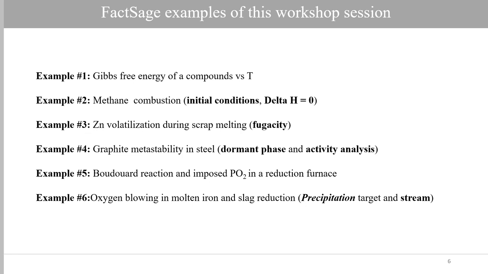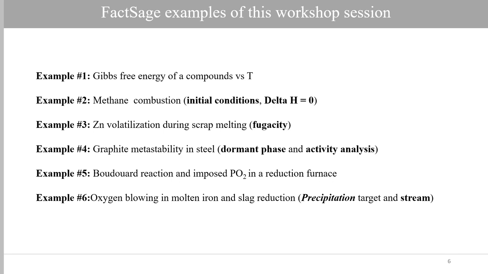Example number 2 will show you the analysis of the methane combustion that we can do in FactSage under different types of conditions. Example number 3 will show you how to quantify the volatilization of zinc during the melting of some scrap materials. In example number 4, we're going to talk about stability and metastability of phases, namely graphite and cementite in the iron-carbon system.